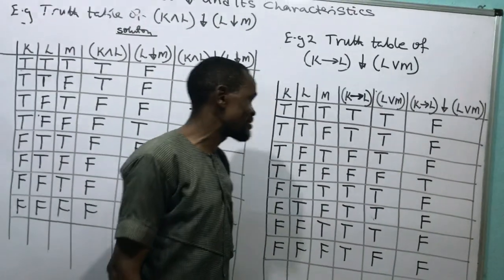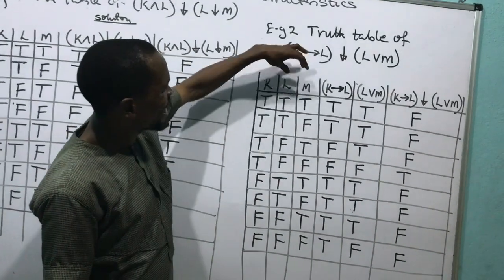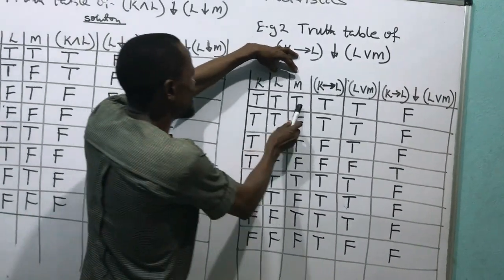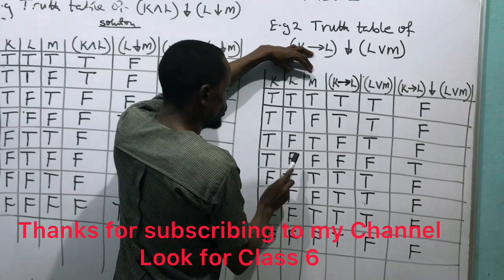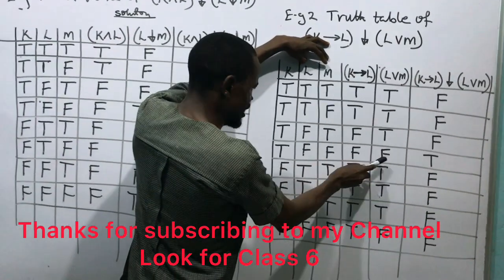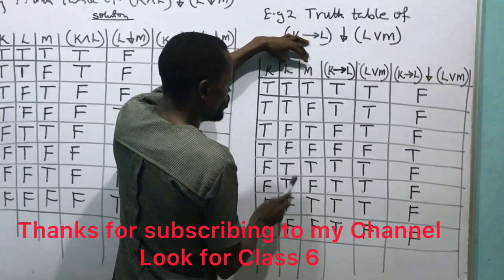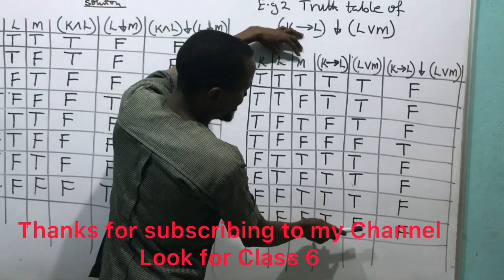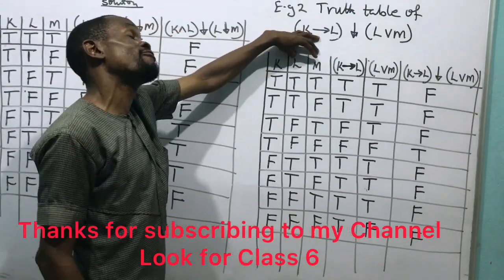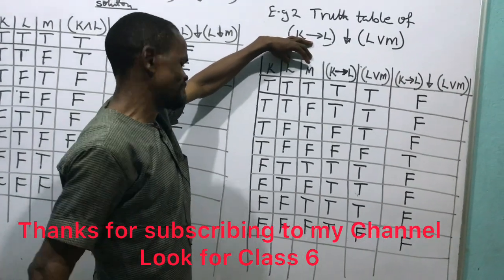That's augment characteristics. I come to it, that's L and M. This and this will give me true. This and this will give me true. This and this will give me true. This and this, that's false. True, true is true. True, false is true. False, true is true. False, false is what? False. That's when it will only say false. Any other thing is true.